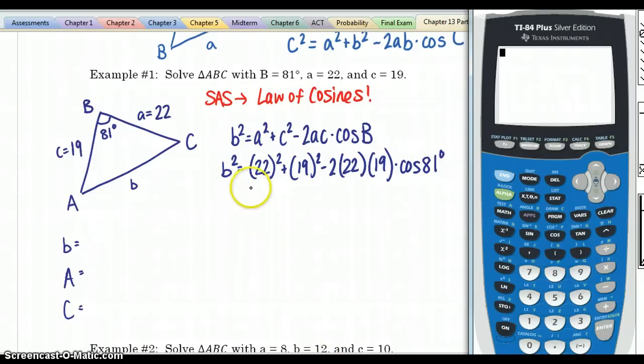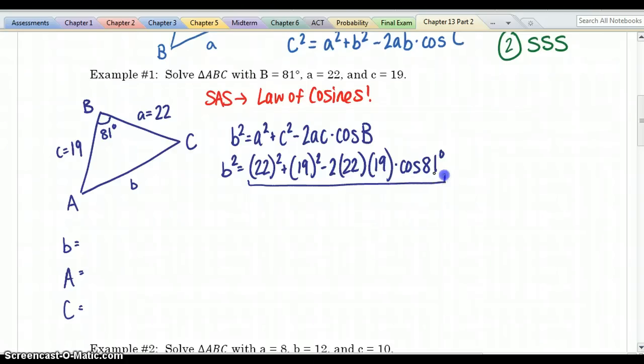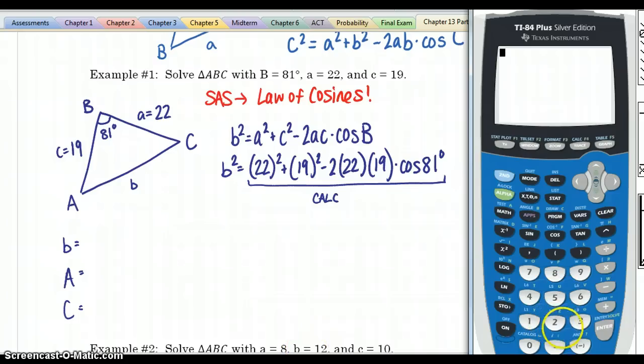I'm going to type this entire right side straight into my calculator. Go ahead and try this along with me to make sure you're typing everything correctly, because that's a big mistake people actually make. That's a silly mistake, so let's make sure we're typing it in correctly: 22 squared plus 19 squared minus 2 times 22 times 19 times the cosine of 81 degrees. Make sure you're in degrees, otherwise you'll get a different answer, so double check that calculator.